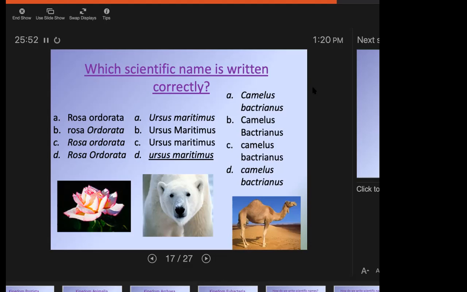Wait, is that right? No, I think this is drum. Did I do this wrong? Hang on. I'm going to be so annoyed if I did this wrong. Oh, and this is all being recorded too. Great.